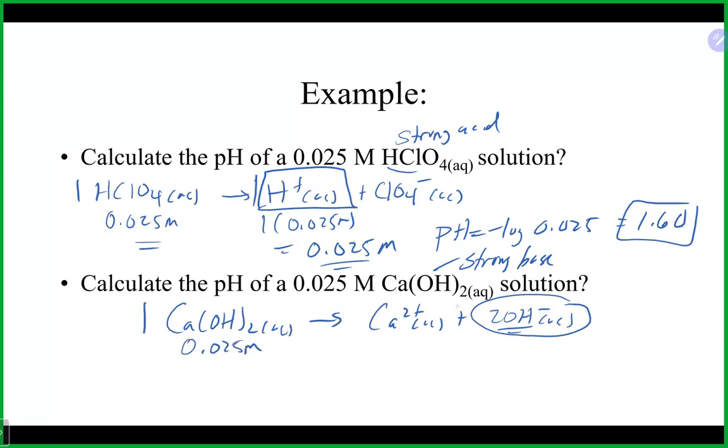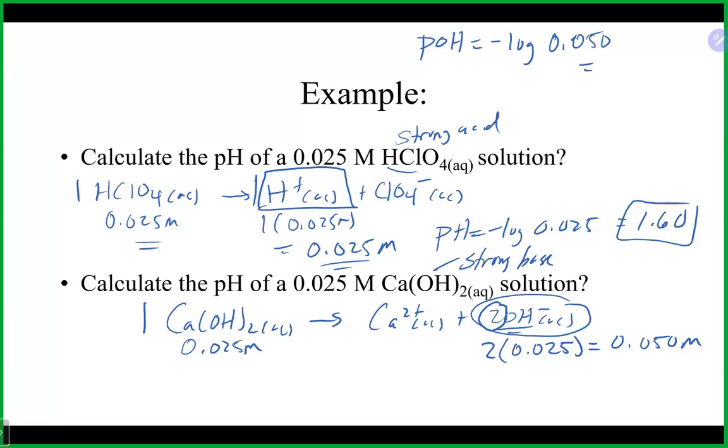Again, in this case, it's a 1-to-2 relationship, not a 1-to-1 relationship. So to get the proper concentration of the hydroxide, you do need to multiply that by 2. And that's going to get you the proper concentration of the hydroxide, which is 0.05 molar. Now that you have the hydroxide concentration, a reminder that you can calculate the pOH, not the pH: minus the log of 0.05.